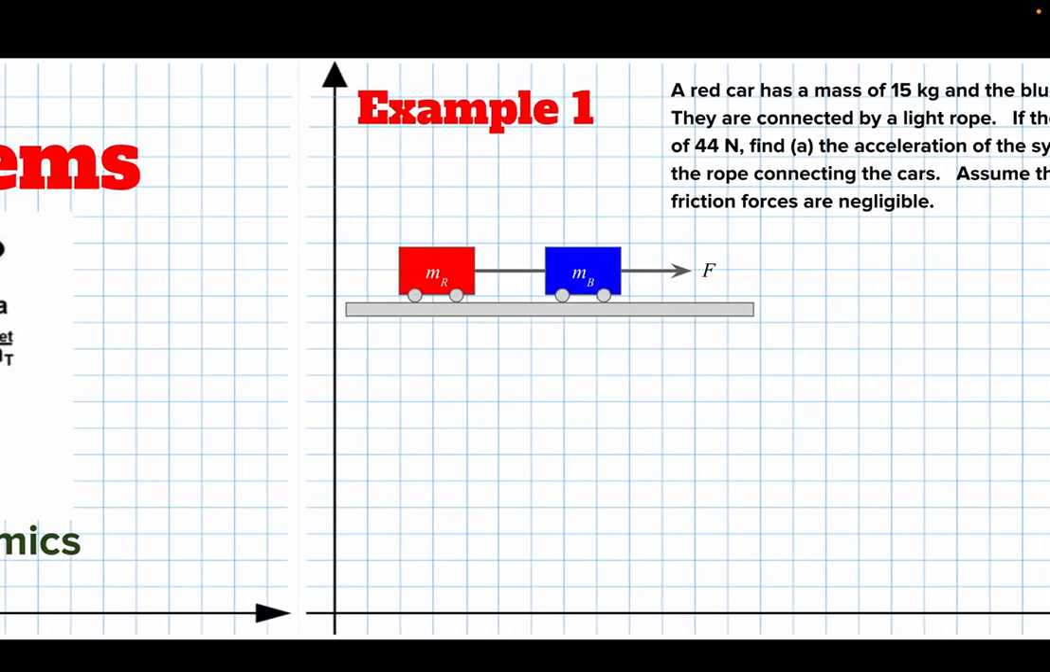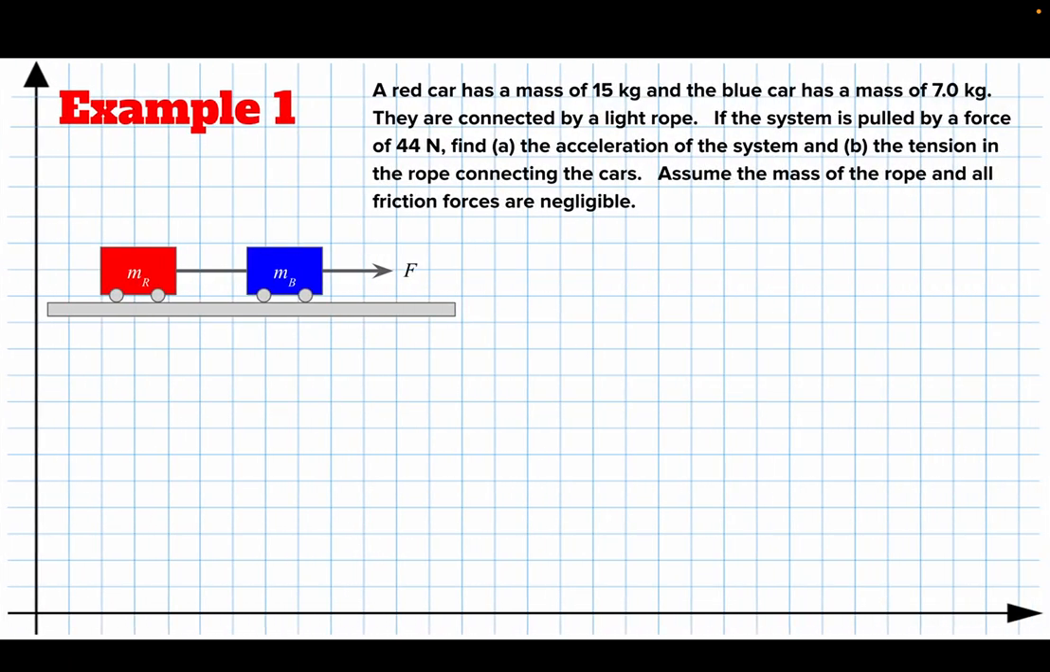So here's what we have. We have two cars, and I will call one red and one blue. And the masses are given in the problem. Importantly, the red car has a mass of 15 kilograms, so it is the heavier car. And the blue car is a little lighter at 7 kilograms.